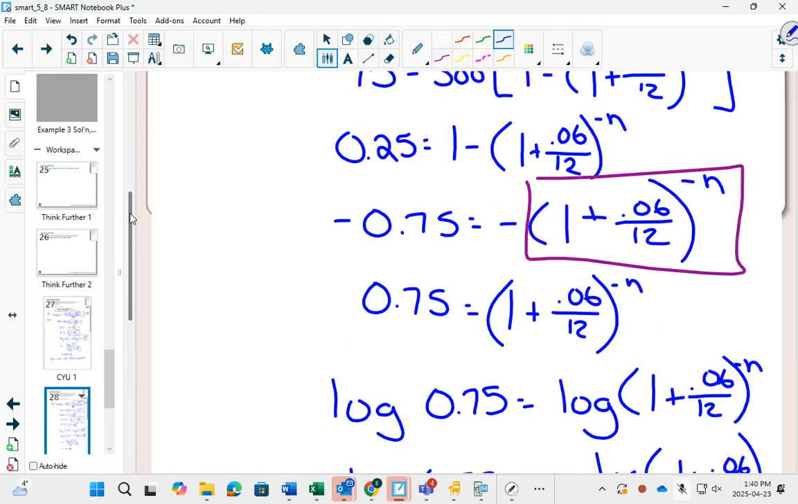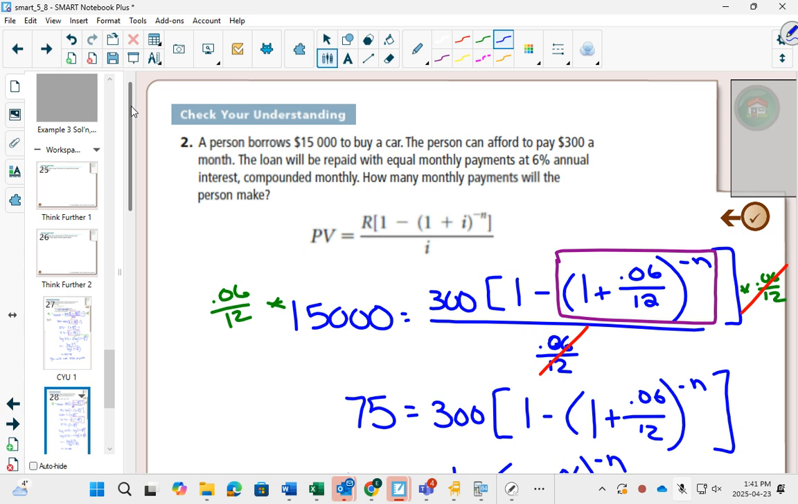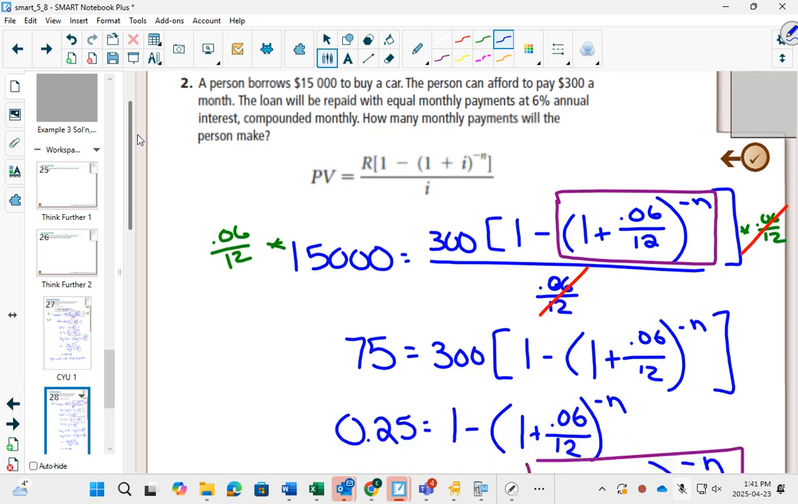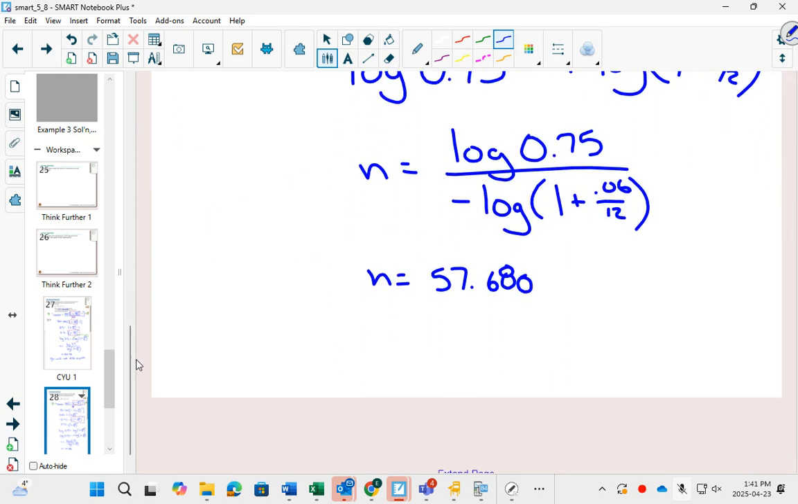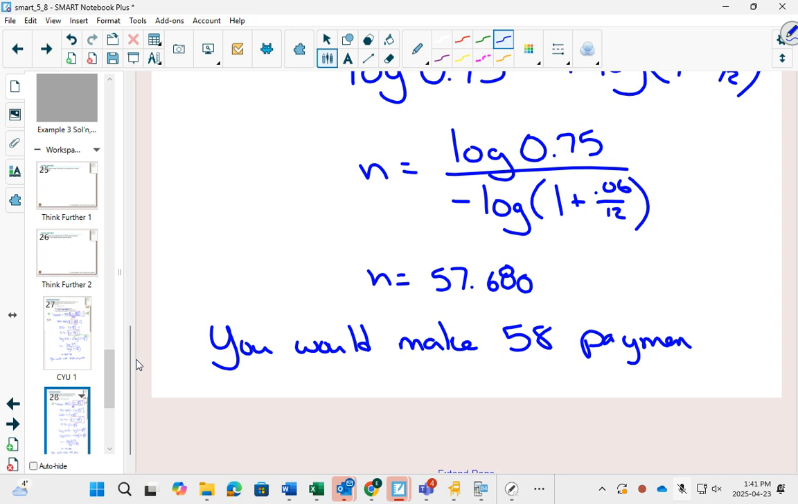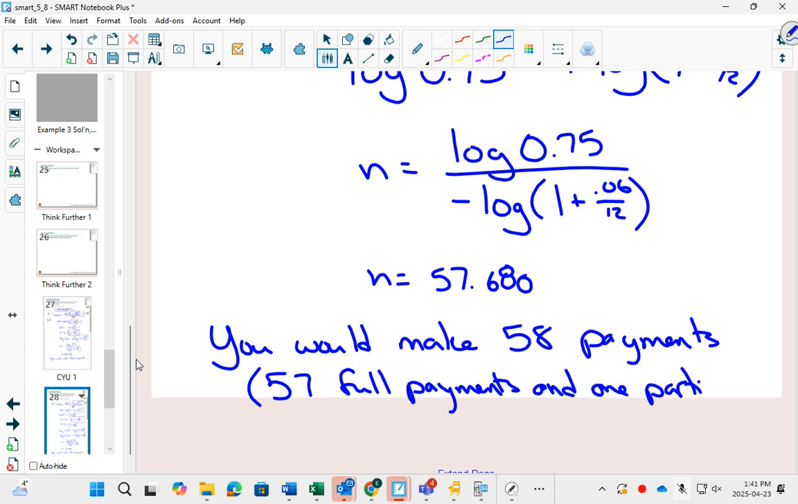And then I'll go back and read my question to say, does it want me to round? So how many monthly payments? So technically, 57 payments wouldn't be enough. You would make 58 payments. If you wanted to find out, you would make 57 full payments and 1 partial, smaller payment.